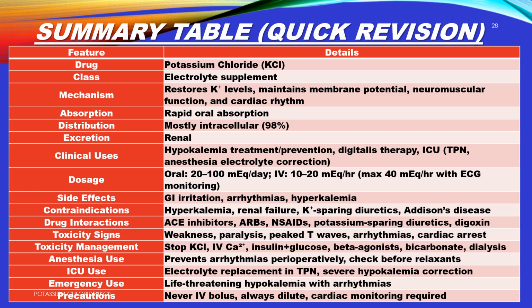Pharmacokinetics: absorption: rapidly absorbed orally. Distribution: mostly intracellular. 98% of potassium is found inside cells. Excretion: primarily renal, excreted through the kidneys. Clinical uses: treatment and prevention of hypokalemia. Used in digitalis therapy to prevent toxicity. ICU applications: total parenteral nutrition (TPN) and electrolyte correction during anesthesia.